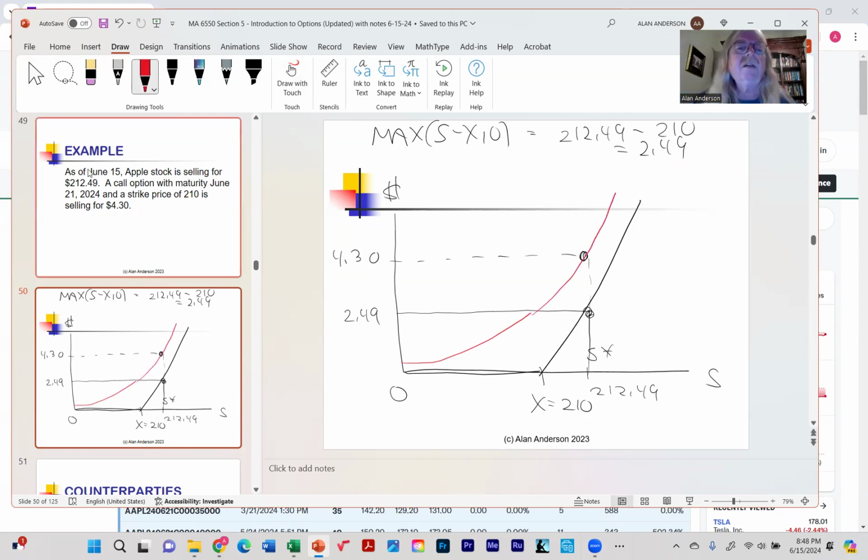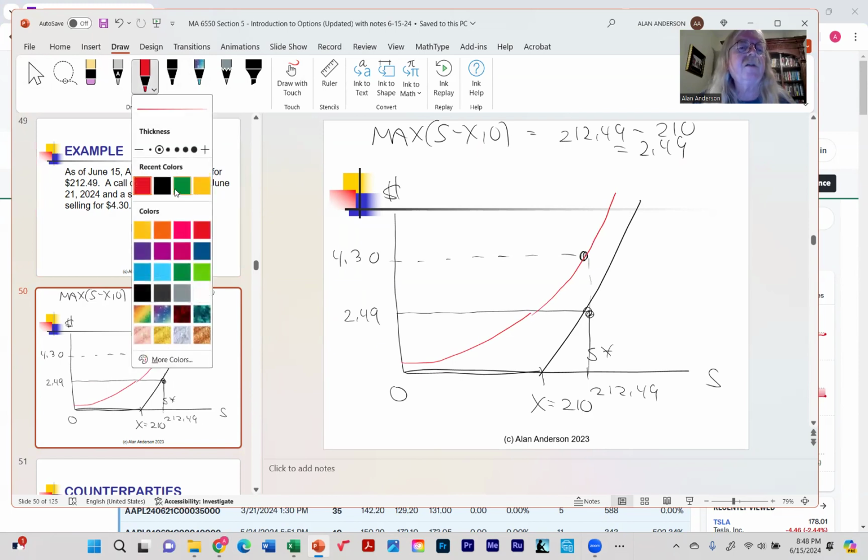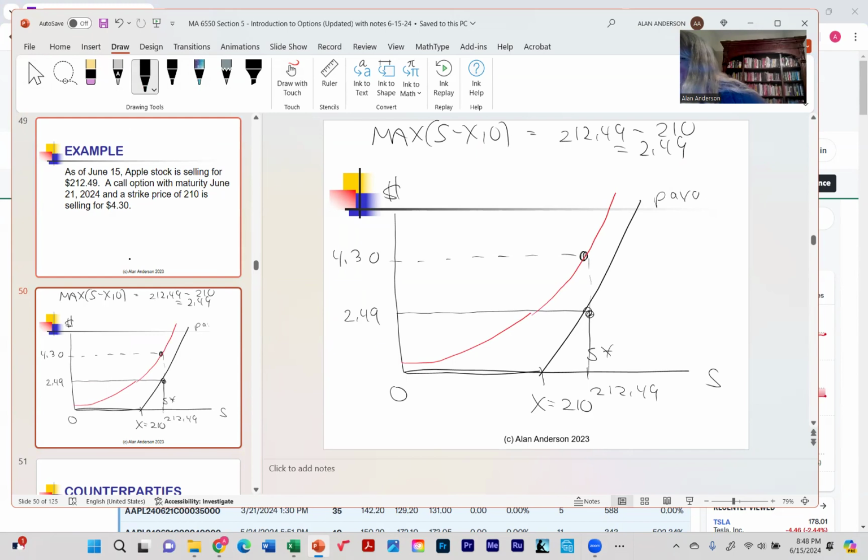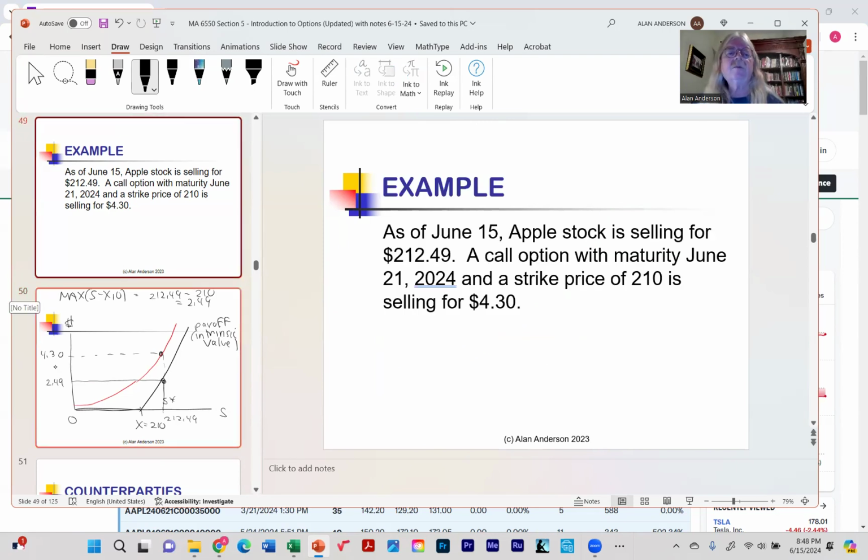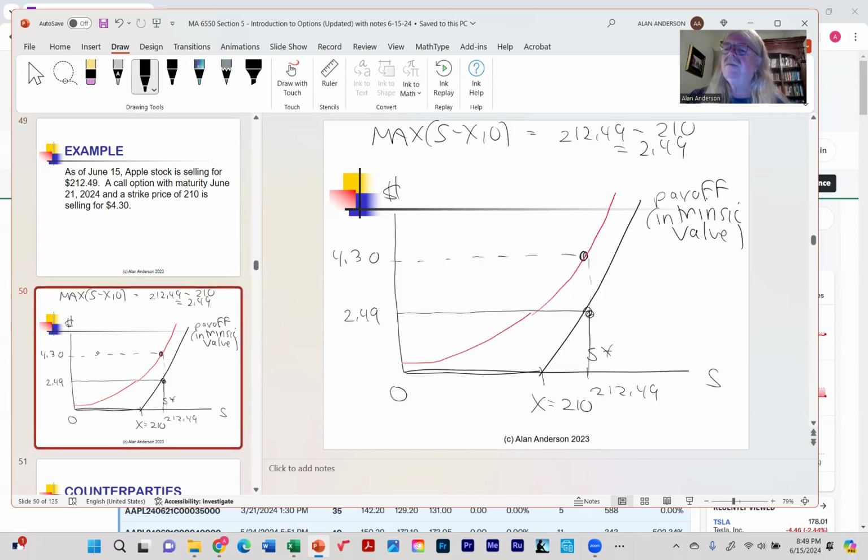The black curve is the payoff profile, which is sometimes called the intrinsic value. Now, the relevance of that is that this is the minimum price at which this option can sell in order to avoid an arbitrage opportunity.